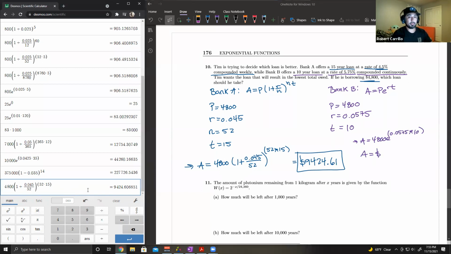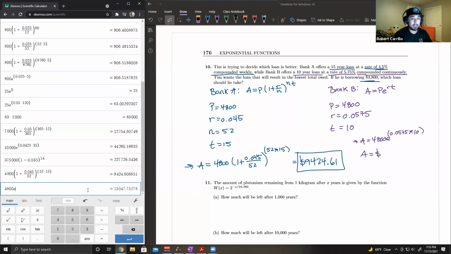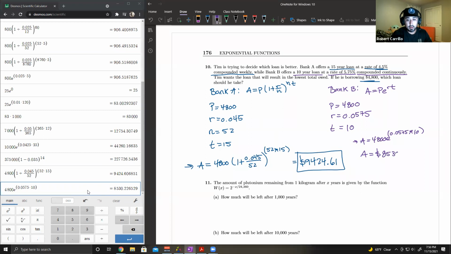Let's see. 4,800 E raised to the 0.0575 times 10. And if he goes with Bank B, he'll only have to repay $8,530.20. So he'll still pay almost double, but definitely less than Bank A. So it looks like Bank B is our obvious choice, or our obvious choice is don't take out this loan, Tim.